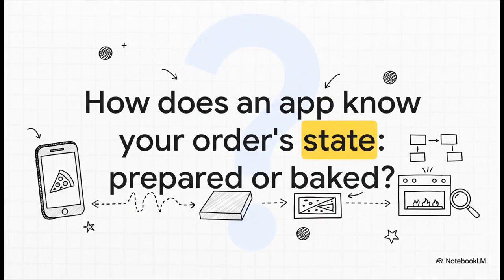Just think about it for a second. You order a pizza on your phone, and somehow the app knows exactly what's happening. Is it being prepped? Is it in the oven? Is it on its way to your door? That's not magic, right? It's software, very carefully tracking the state of your order through its entire little journey.